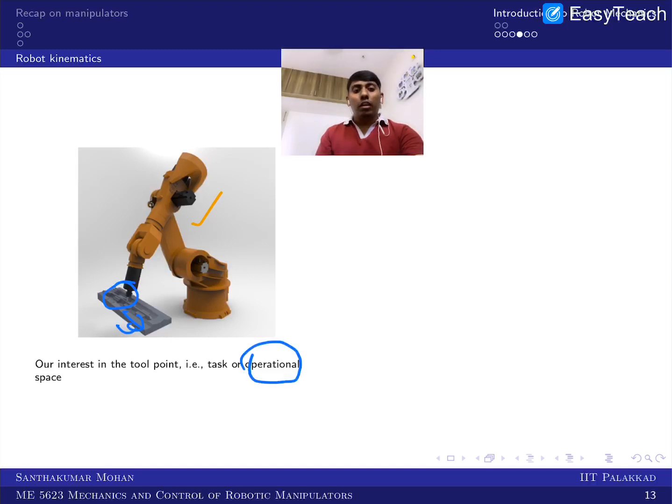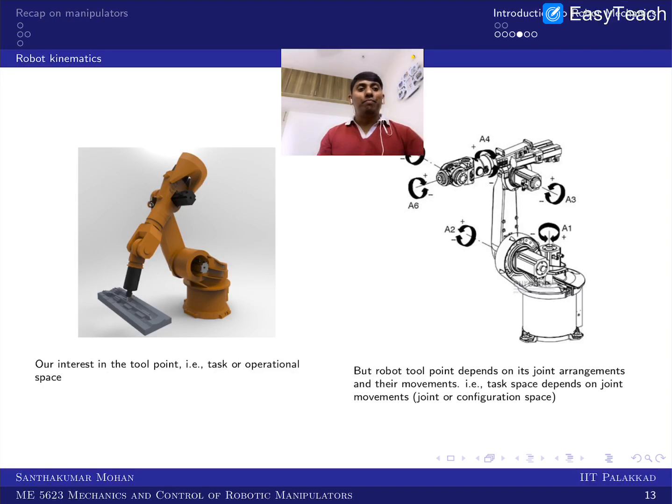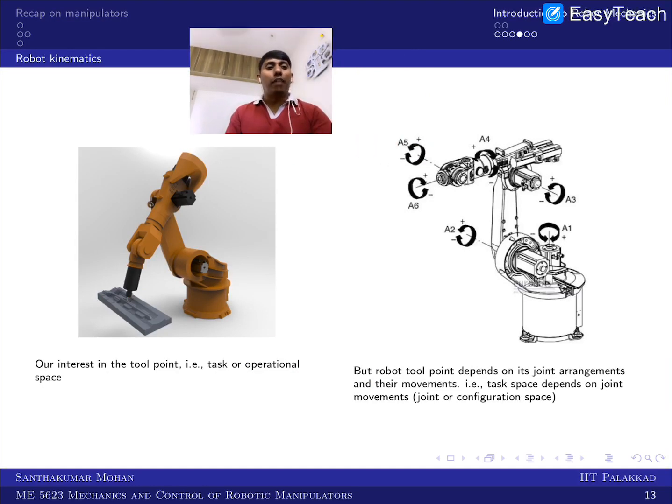This is associated with several parameters. Several parameters associated with the operational aspect, all of them I am bringing into one space. That is what I call operational space. Some people call it the task space. So this is one side. But what would be the other side? The other side would be the mechanical arrangement, how each body is arranged and how the joint is configured, all those things.